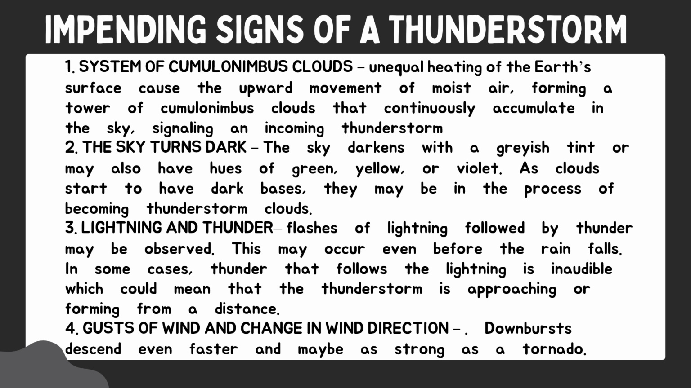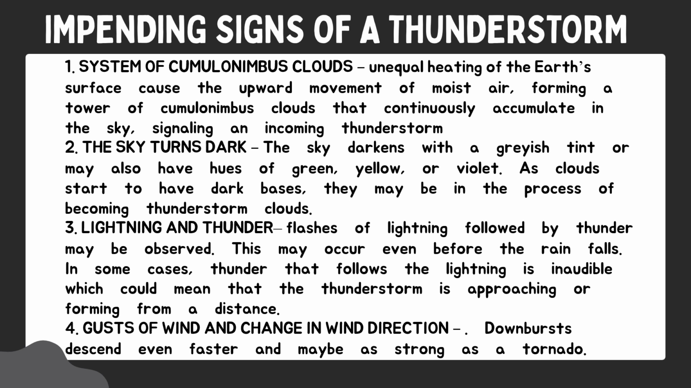Now, what are the signs of a thunderstorm? We have four impending signs of a thunderstorm. First, the system of cumulonimbus clouds. Cumulonimbus clouds are a type of cloud that is tall, dense, and involved in thunderstorms and other intense weather.